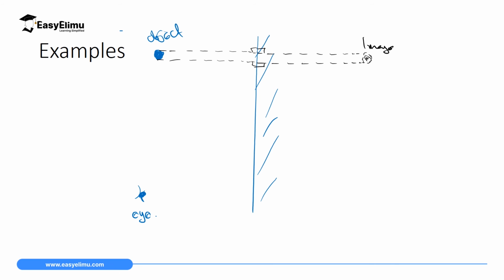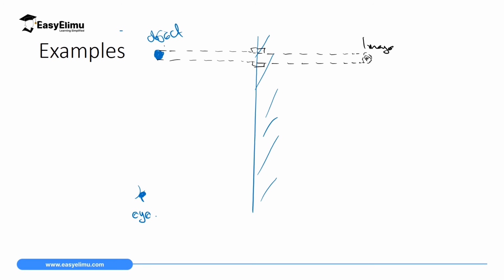And now, what would this eye see? Would this eye see this object, or will the eye see the image inside the mirror? In this case, the eye will see the image inside the mirror, and then we ask ourselves, how do we see objects or images? We see images or objects or bodies when light from that object reaches our eye. So in this case, the eye is going to see the image.